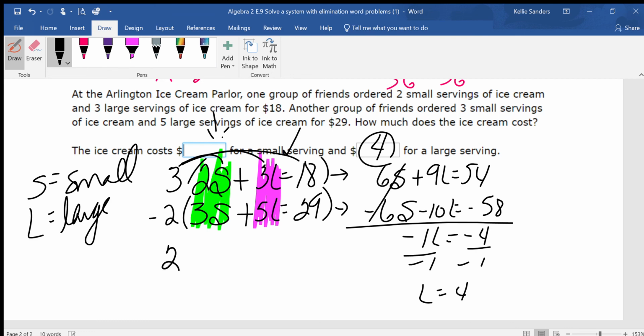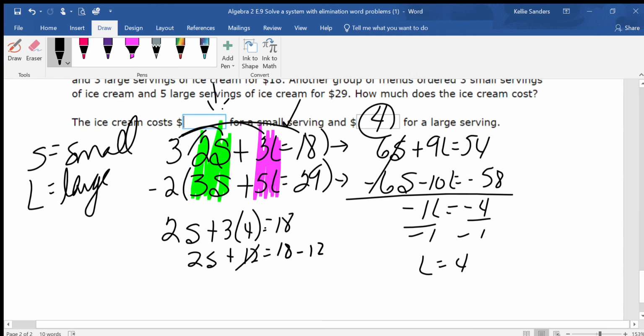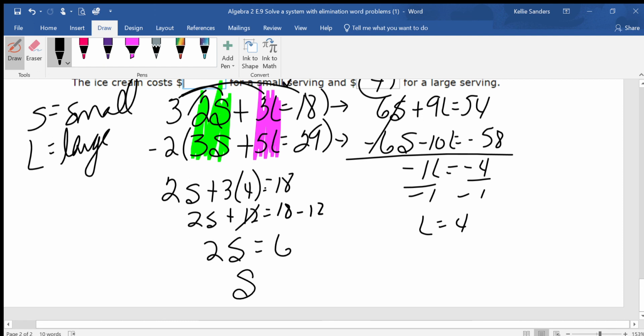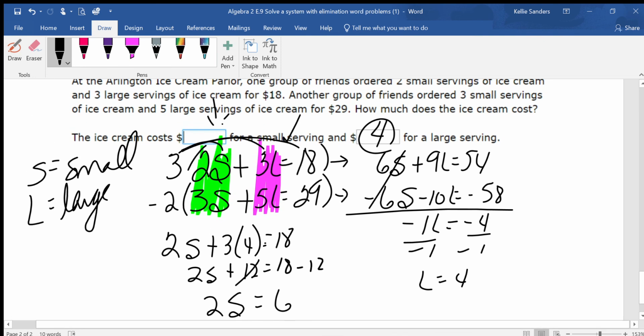I'm going to use the top. 2S plus 3 times 4 equals 18. 2S plus 12 equals 18. Subtract the 12. 2S equals 6. S equals 3. $3 for the small.